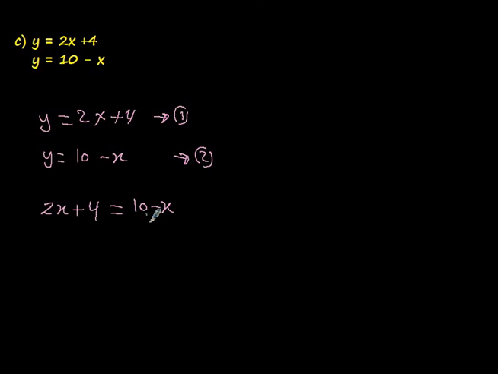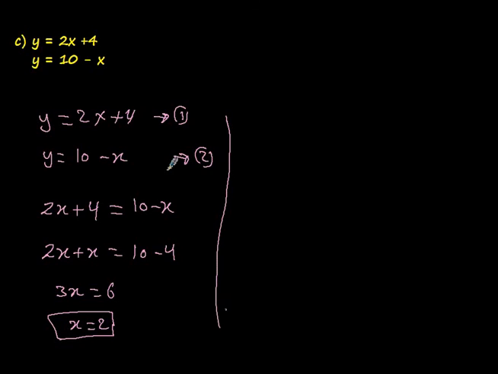Let's collect like terms. Let's move negative x to the other side with opposite sign. So we have 2x plus x, which is equal to 10. And let's move 4 to the other side. It will be -4. And now guys, we have 3x equals 6. And by dividing by 3, we have x equals 2.